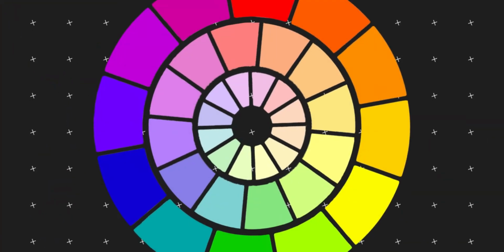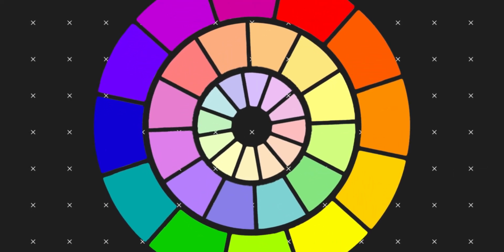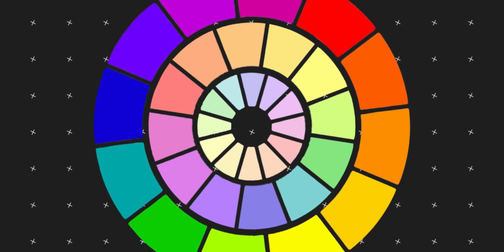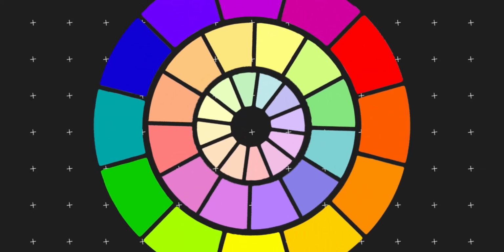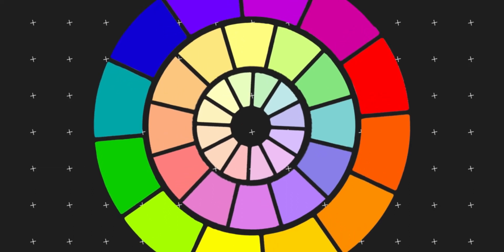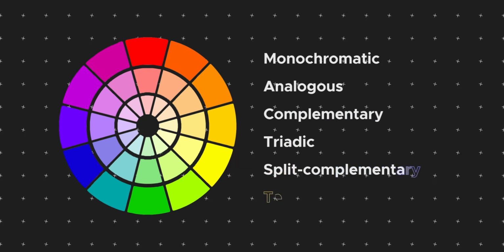There are billions of possible color combinations that you could use in a project, but that doesn't mean they are all good choices. It's best to get an understanding of the relationship that colors have with one another. There are 6 color schemes: monochromatic, analogous, complementary, triadic, split-complementary, and tetradic.